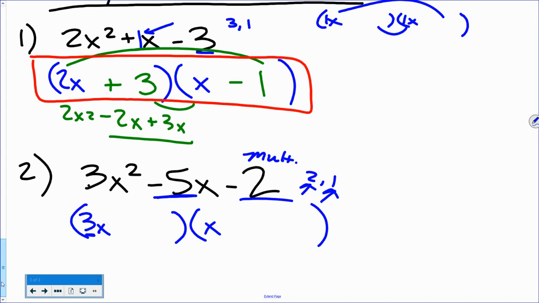Maybe you can see it right now. Maybe you can't. You can plop them in there again. So 2 and 1. One of them has to be positive, one of them has to be negative. Double check your work. I know I've got a 3x squared. Here would give me a negative 6x plus 1x. That would give me negative 5 and negative 2. This is correct.